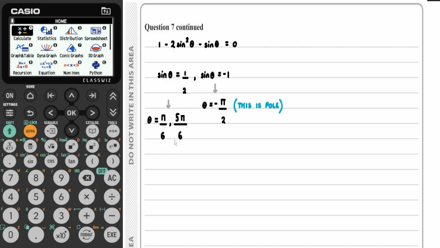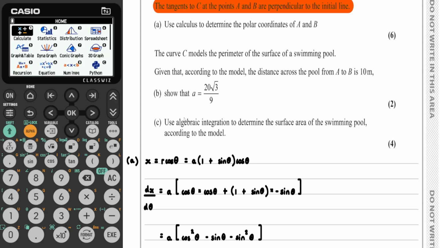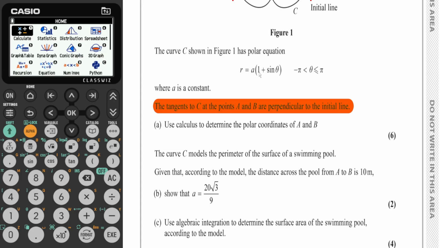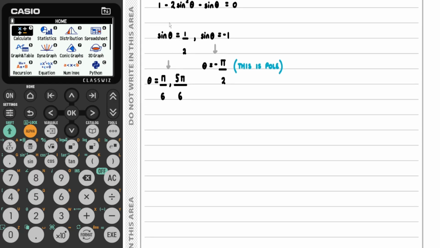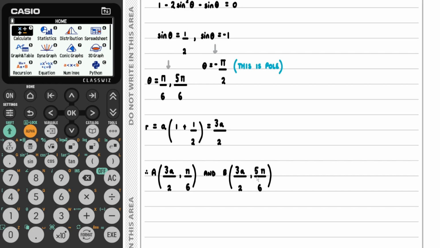Now, we know that r is equal to a times 1 plus sine theta, and we know that we've got theta equaling pi over 6 and 5 pi over 6, which corresponded to sine theta equaling 1/2. So we can find out what r is. r will equal a times 1 plus sine theta, and sine theta is 1/2, and that will equal 3a over 2. So the coordinates for A will be 3a over 2, pi over 6, and the coordinates of B will be 3a over 2, 5 pi over 6.